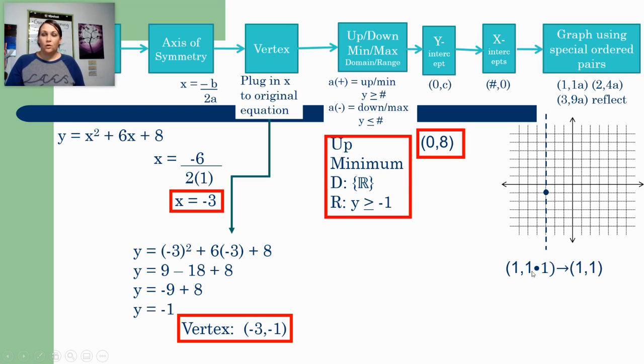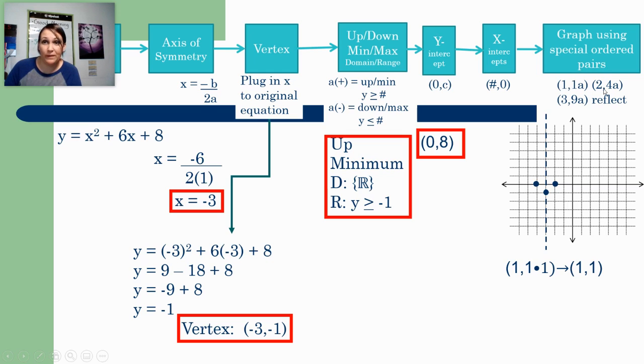Since it's just 1, nothing's going to change. So 1 times 1 is just 1. Now again, these are special ordered pairs. So you want to put your pencil on the vertex. And from the vertex, you're going to go 1, 1. And then you're going to reflect. So you're going to go left 1 and up 1.